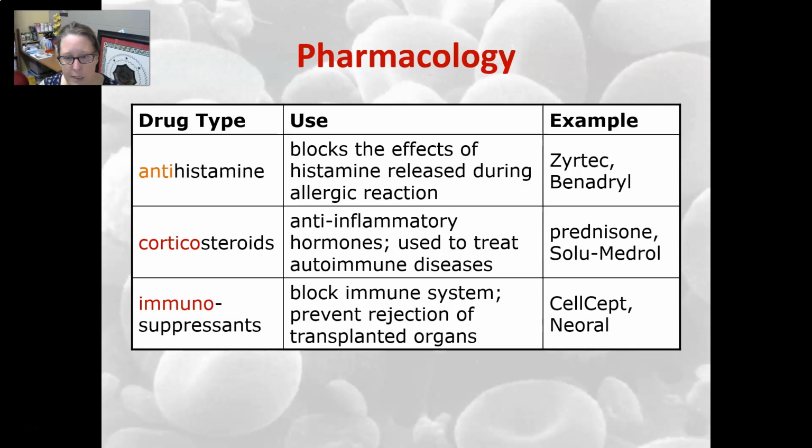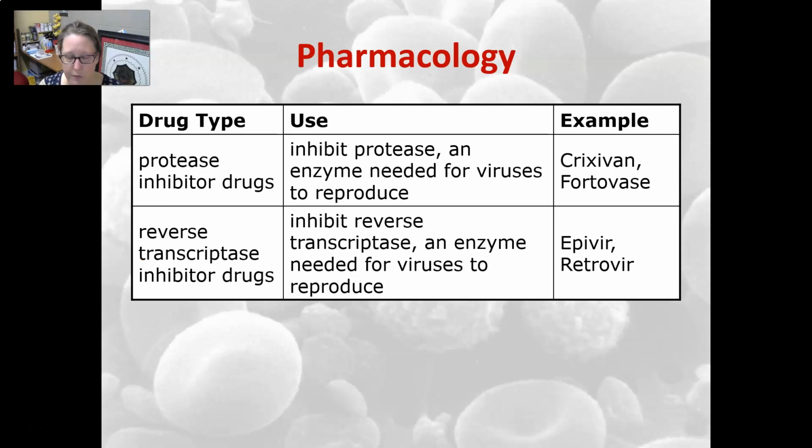An immunosuppressant blocks the immune system, and it prevents the rejection of transplanted organs. CellCept and Neoral are examples of those. And then protease inhibitor drugs are drugs that inhibit protease, which is an enzyme that is needed for viruses, especially HIV viruses, to reproduce. Crixivan and Fortovase are two of those.